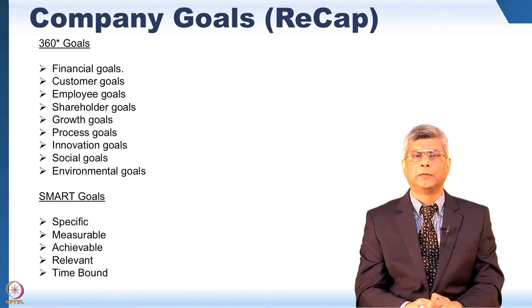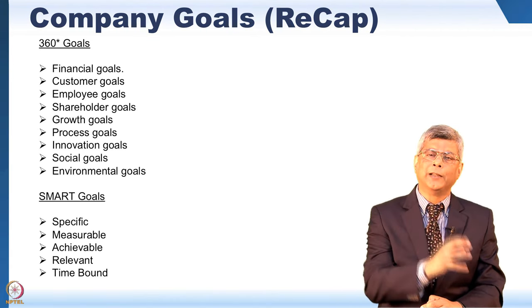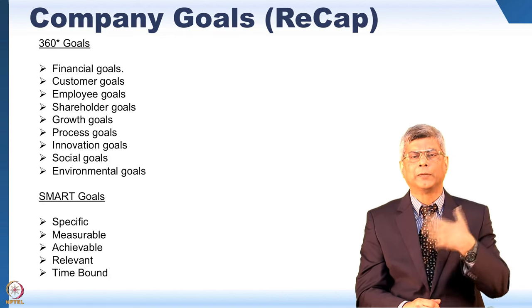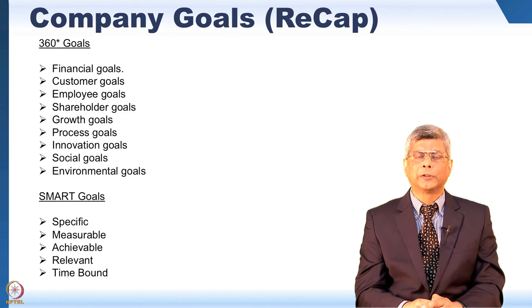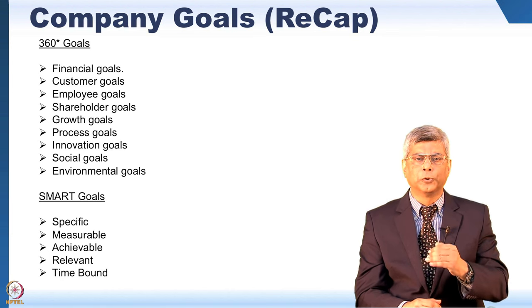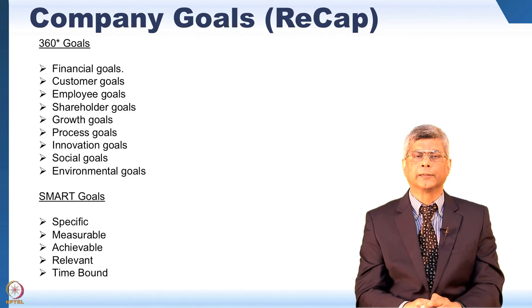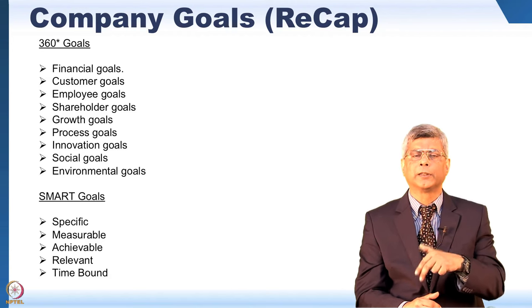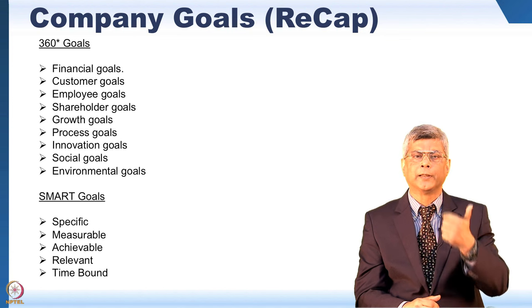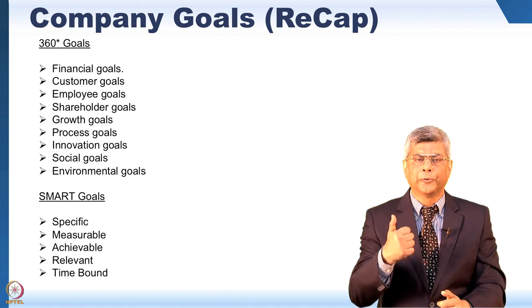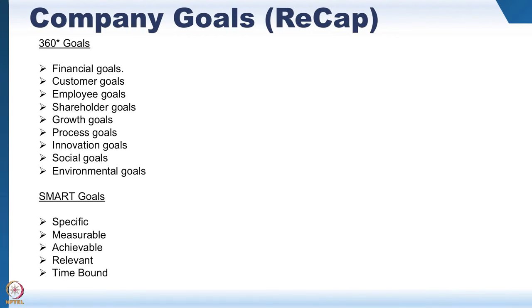As I said, strategy is a way to deliver the goals. And to just recap what I shared in the last module, the key things about the goals are that they have to be 360 degree. It cannot be just one goal. It has to be a blend of goals which covers every aspect of the business, the financials, the customers, the employees, the shareholders, the process goals, etc. And they have to be SMART, which means they must be specific, measurable, achievable, relevant, and time-bound. So these are the goals.